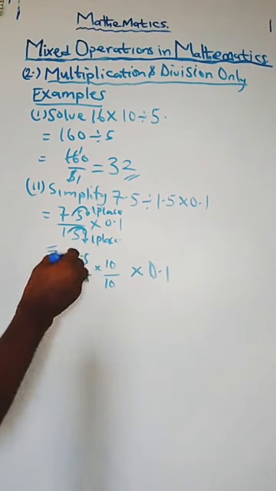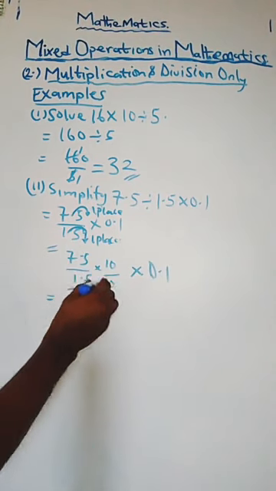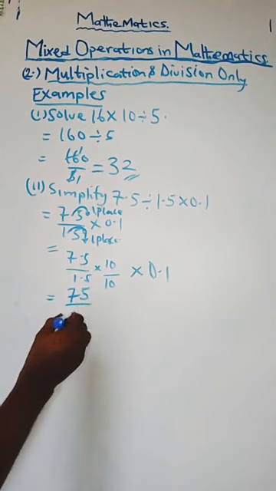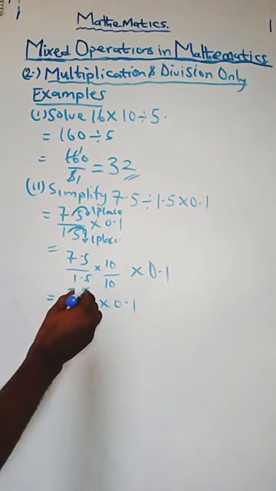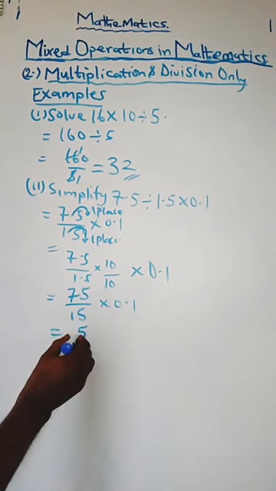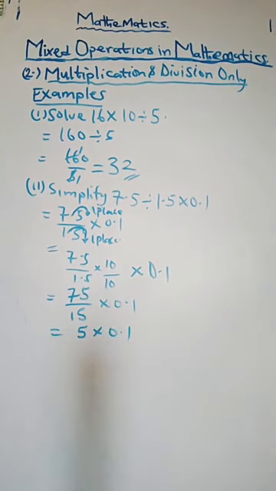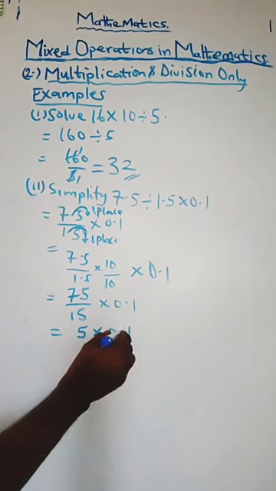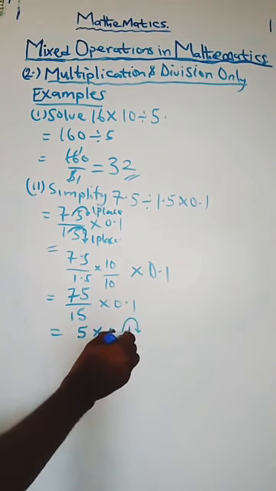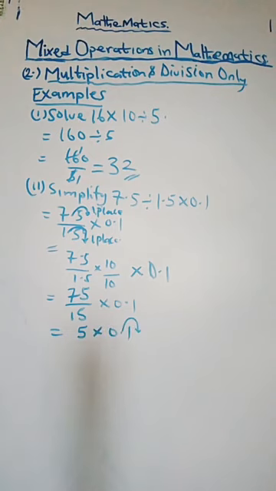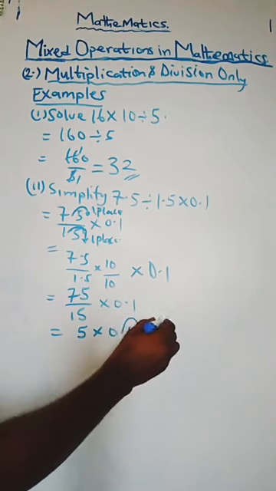This 0 will carry this 5 here, so we have 75. This 0 will carry this 5 behind the decimal. We have 15 times 0.1. So 15 times 5 is 75. We have 5 times 0.1. So then, to multiply this, we can move this decimal behind the number to show that we are moving one place, right?